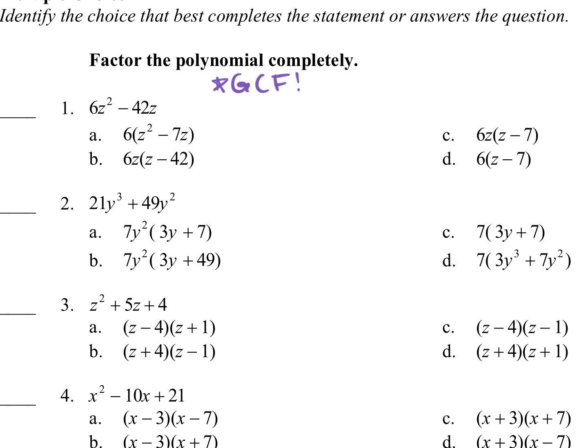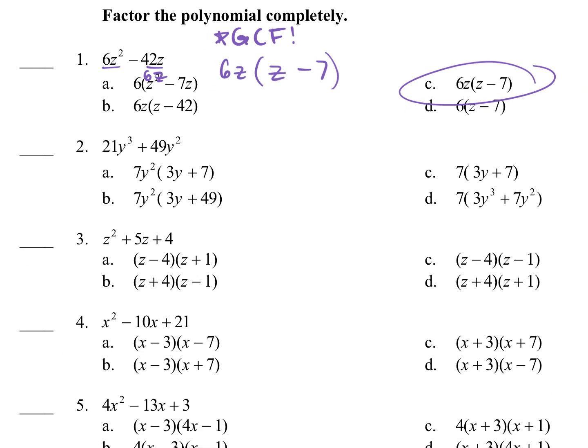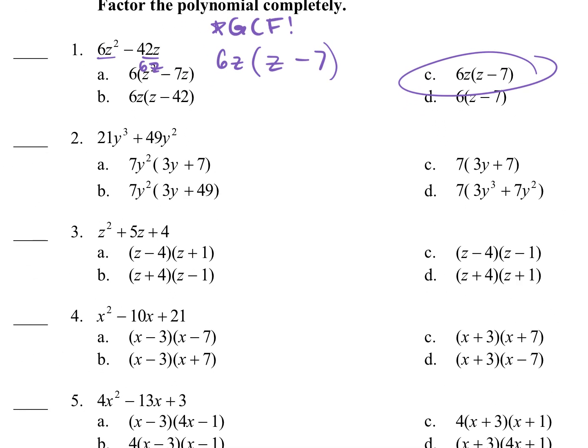And let's see if it has to include a Z. Both of these have a Z in it. So our GCF is going to be 6Z. And then we take out a 6Z, we're left with Z minus 7. So that would be answer choice C. We divide this by 6Z. Same thing with number 2, take out the GCF.